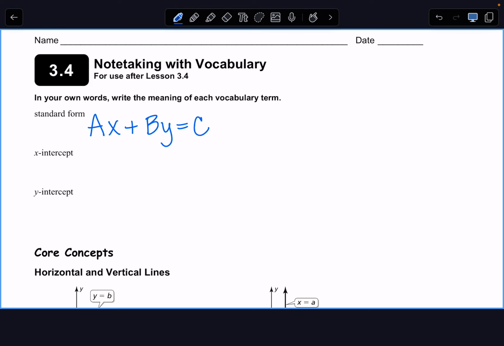Okay, so here's the deal. Instead of solving the literal equation for y to graph our line, we are going to talk about how to graph this using x and y intercepts.